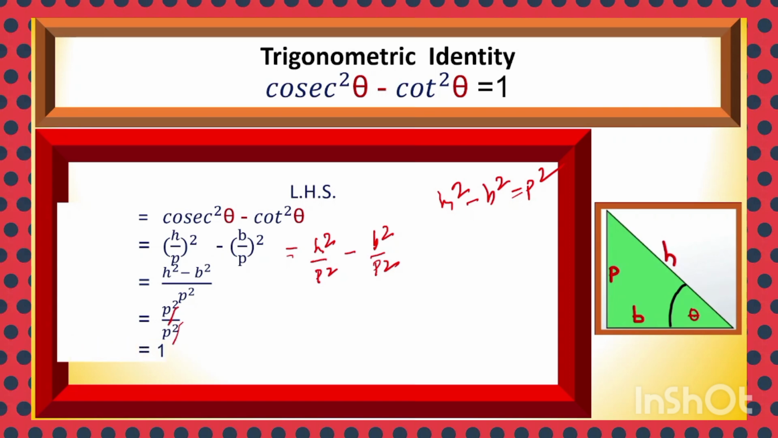Thus, cosec square theta minus cot square theta is equal to 1, an important trigonometric identity which is true for all values of angle theta except theta is equal to 0 degree, an important trigonometric statement and identity.